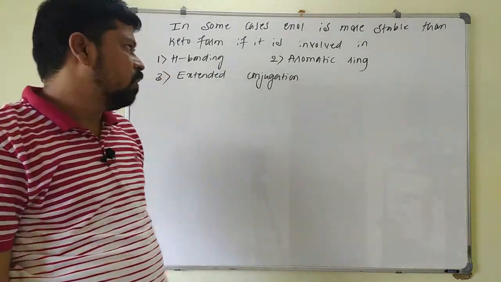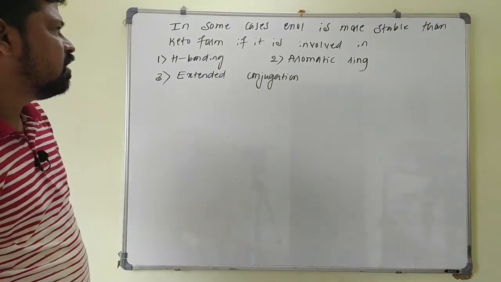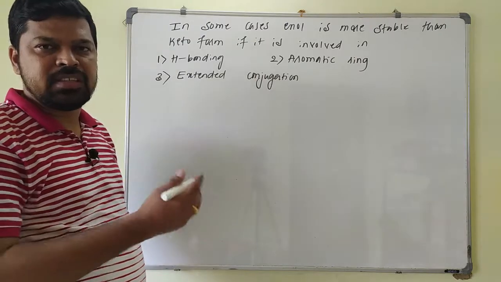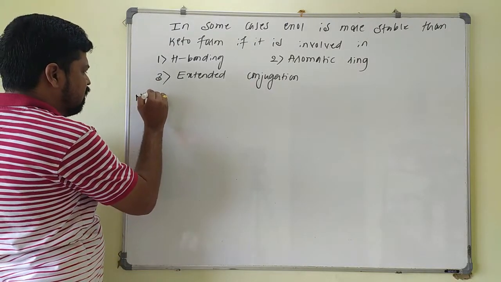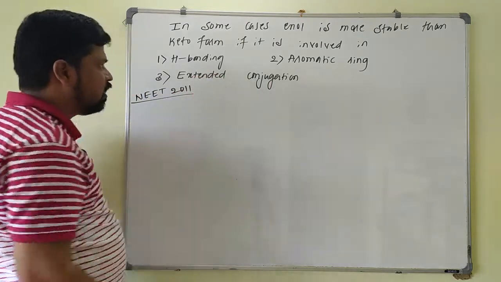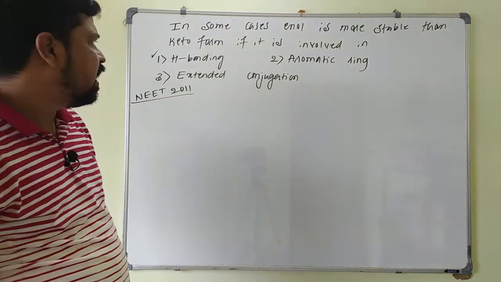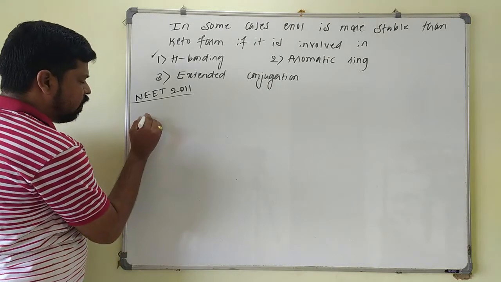The best example for this is one question asked in NEET 2011. That will be whenever one CH2 group is separated by two keto groups. So that example will be like this. In NEET 2011, they asked this question here. First we are going to discuss why the enol form becomes more stable than keto due to the formation of hydrogen bonding here. So the example will be like this.